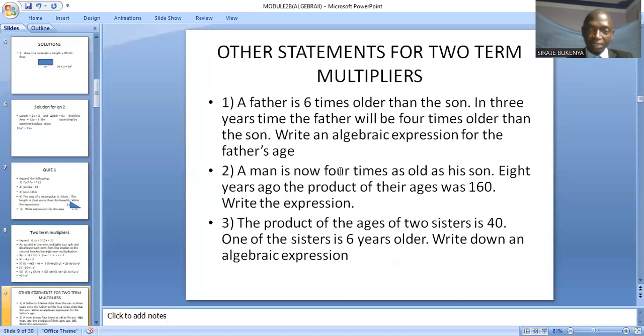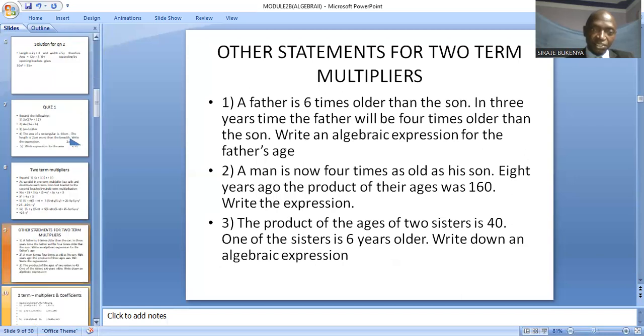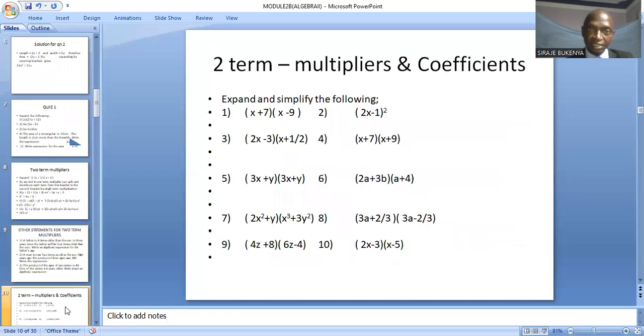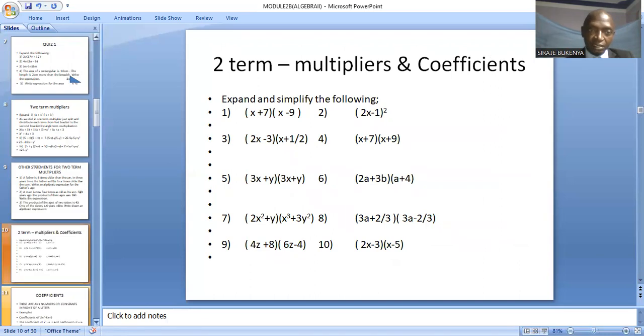This is a good application for the two-term multipliers. The product of the ages of 2 sisters is 40. One of the sisters is 6 years older. Write down an algebraic expression for that. So this is a good application for that kind of work. And then you can expand this using the two-term multiplier, as we can illustrate in the solutions here.